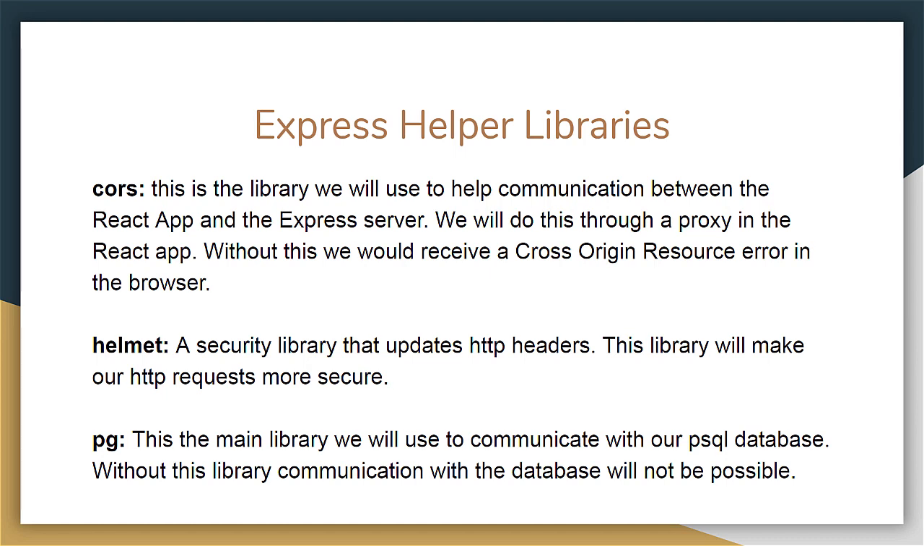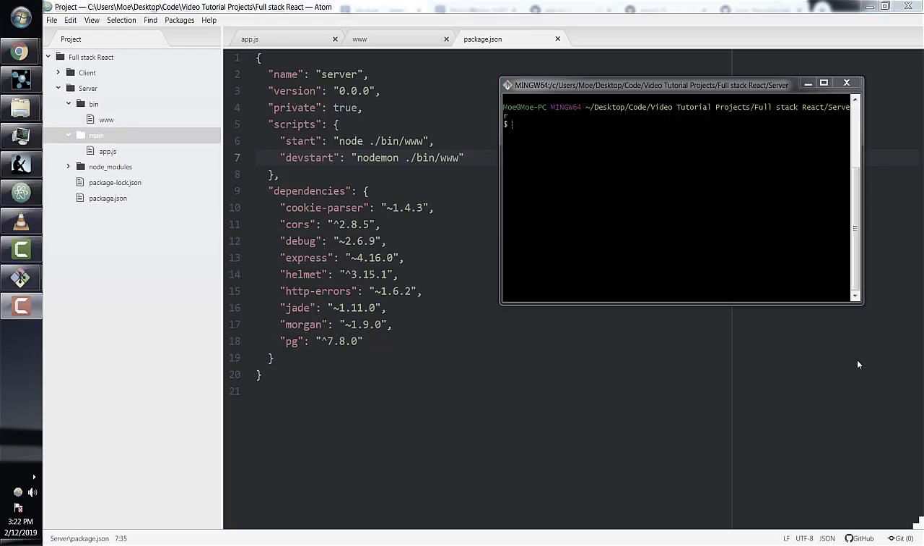And finally, we have the PG library. And this is the main library we'll use to communicate with our PSQL database. And this PG library is similar to the other libraries that are for other databases like MySQL. And that library is called MySQL.js. And in the same way, this PG library is what provides us a way to communicate with our PSQL database from our Express server. So we can now go back to our app and test to see if it's working.